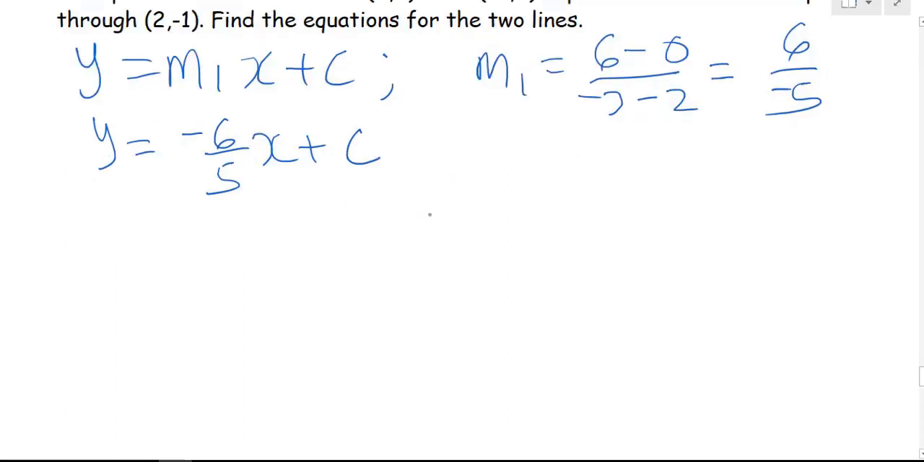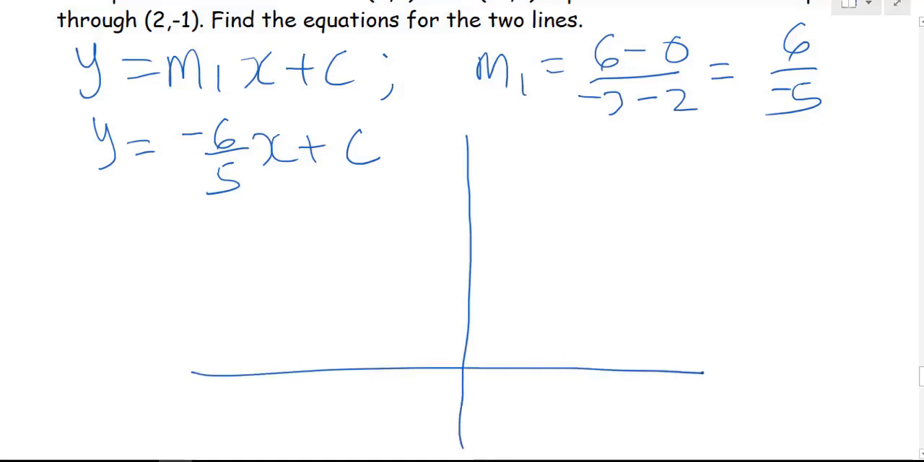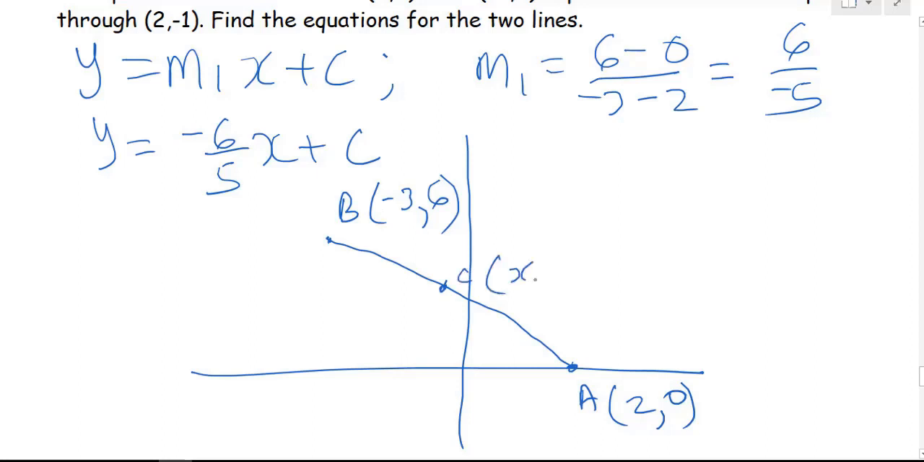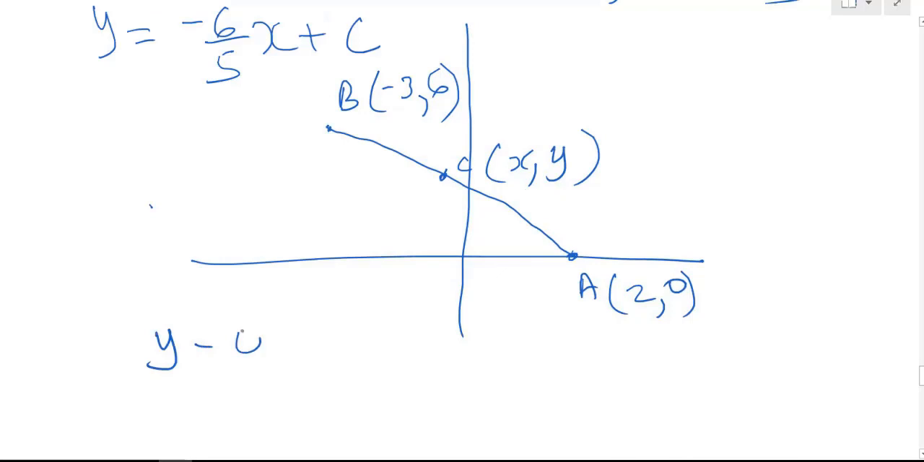To determine the value of c, we can use the method we had learned in part 1 of the lesson. In that case, we represent this line on a Cartesian plane where we have A (2, 0) and B (-3, 6), and we have a general point C (x, y). Realize that the gradients of AB, BC and CA are all equal. Therefore, (y - 0) over (x - 2) is also equal to -6/5.